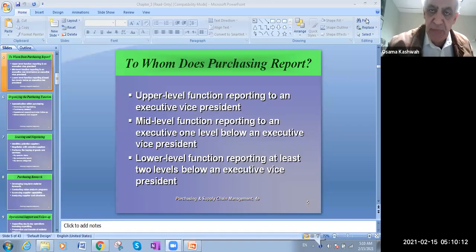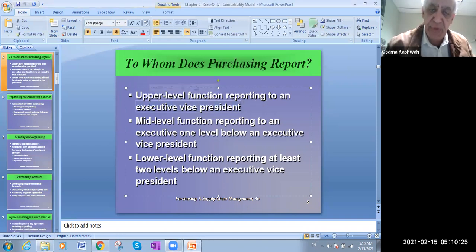So we are going to talk now about some important points in this chapter that will handle purchasing reports. To whom does purchasing report? Upper-level functions report to an executive vice president. So we will report to the upper levels. We have to make our purchasing report and report it to the upper levels.